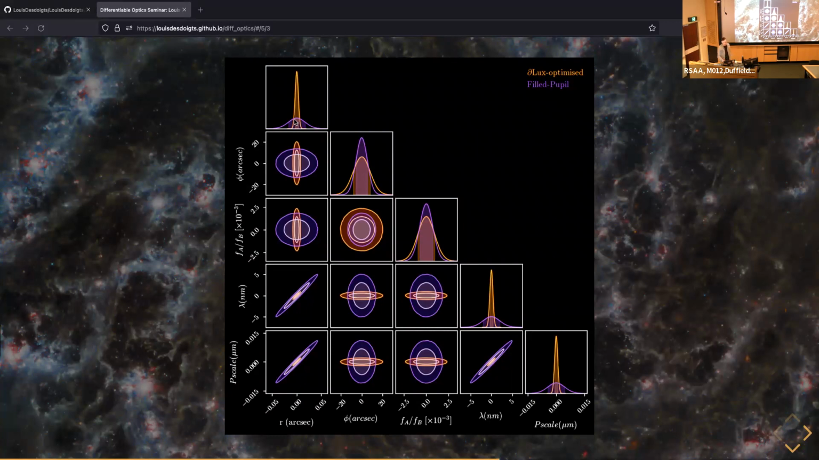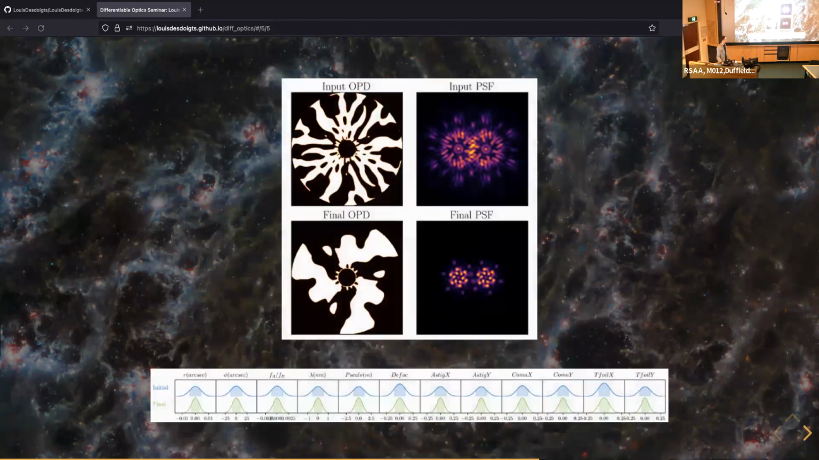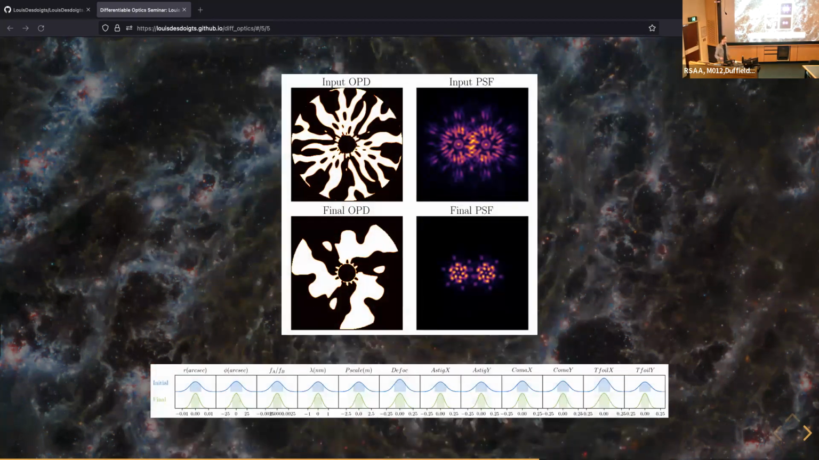And the question is, what if we wanted to go further, right? You have your covariance matrix. What if you then calculated the entropy of that? And then what if you wrapped that whole calculation inside another gradient? Now you can actually optimize your optical system, or any number of parameters in it, with respect to any number of observables that you want. And so you can really crank up the number of parameters because you don't have scaling with complexity.